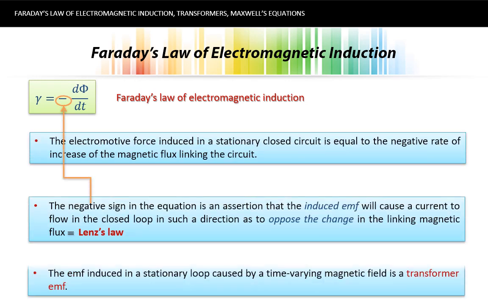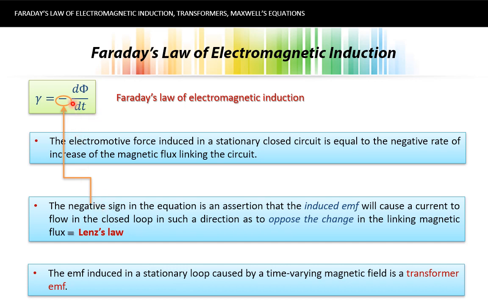This equation is known as Faraday's law of electromagnetic induction. So V is equal to minus d phi over dt. The electromotive force induced in a stationary closed circuit is equal to the negative rate of increase of the magnetic flux linking the circuit.